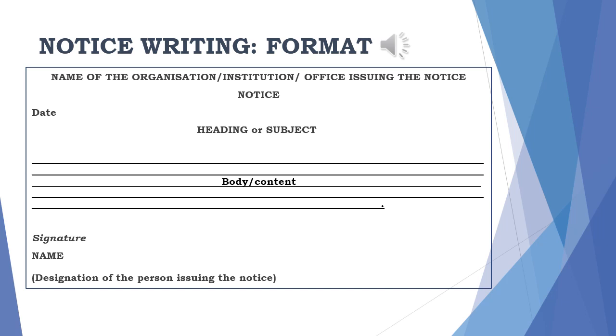As you can see, in the format of the notice writing, the name of the organization or institution or office issuing the notice comes on the top center. After leaving a line, just below it comes the title notice. Both of these things are written in block letters, means all capital letters. After that comes the date. Date is written in its expanded form. And then comes the heading or the subject of the notice. After that comes the body, leaving a line.